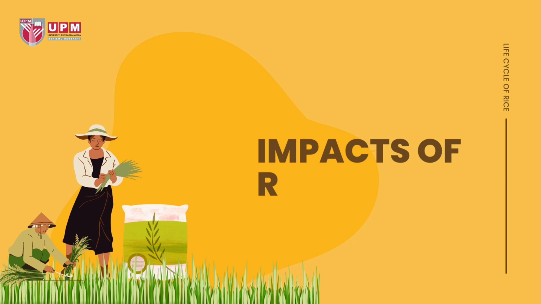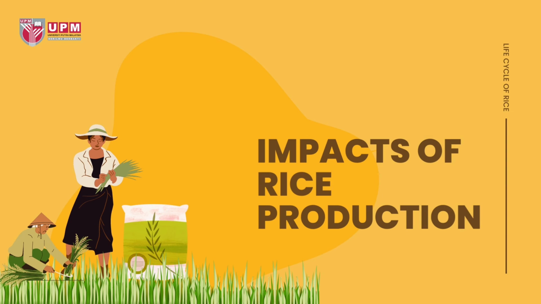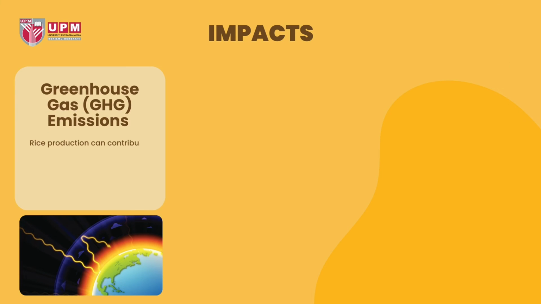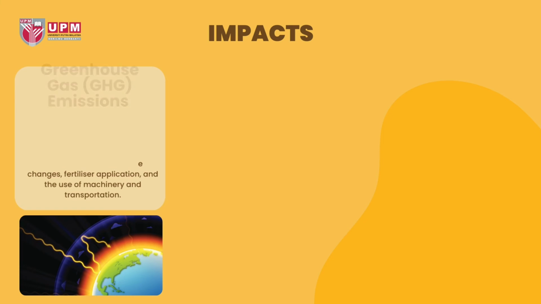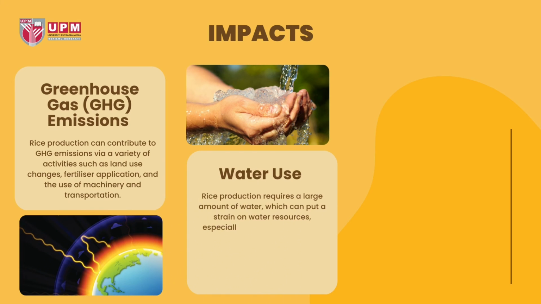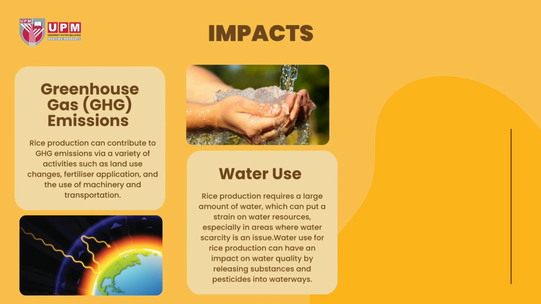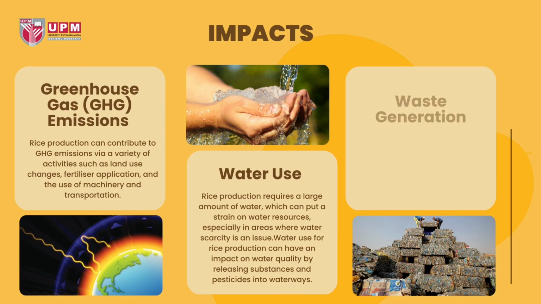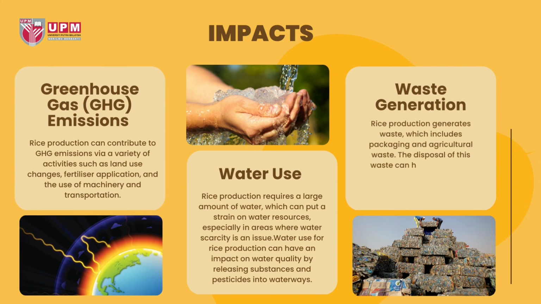Impacts of rice production. Rice production can contribute to greenhouse gas emissions via a variety of activities. It also requires a large amount of water, which can put a strain on water resources and lead to waste generation.